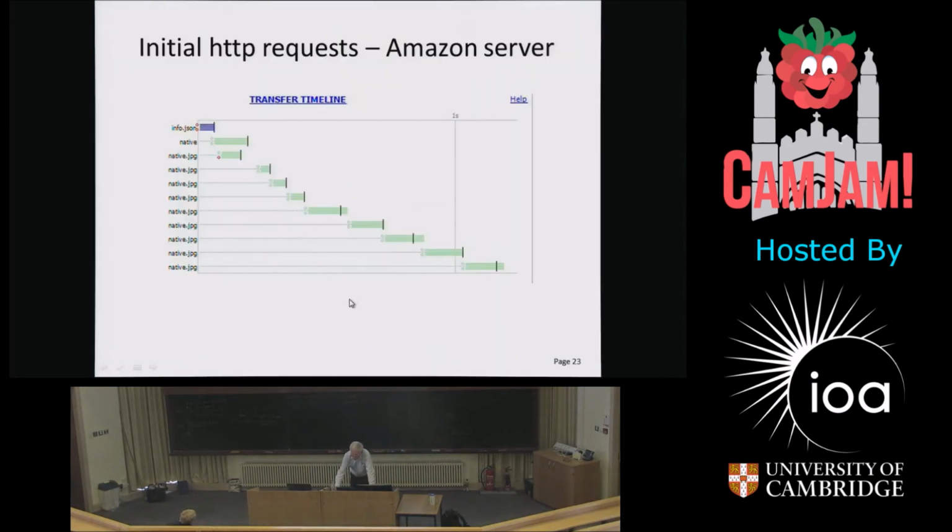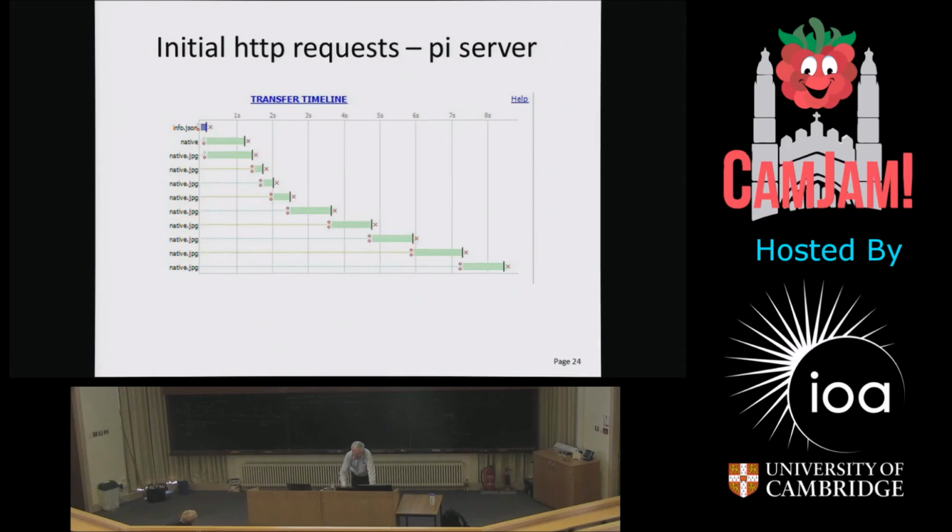So here's the transfer sequence from that Amazon server for an initial load, and it's delivering most of those images in just over a second. The corresponding case, when I run from my Raspberry Pi at home, it's taking over 8 seconds to do that. So it's order of 8 to 10 times slower than this free server I have from Amazon.